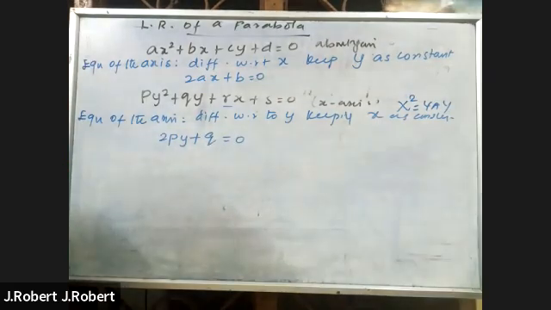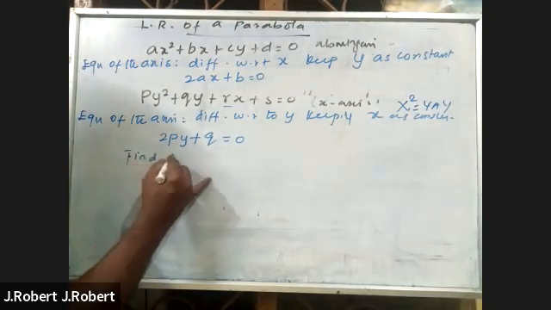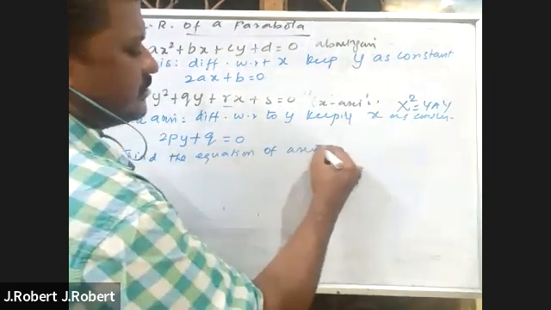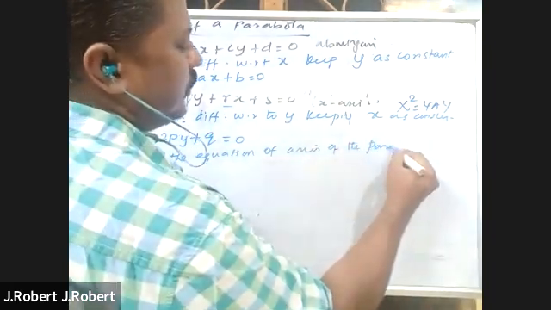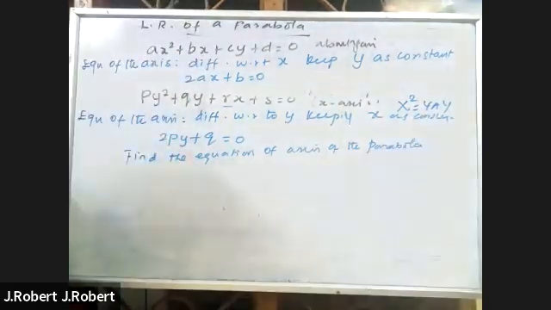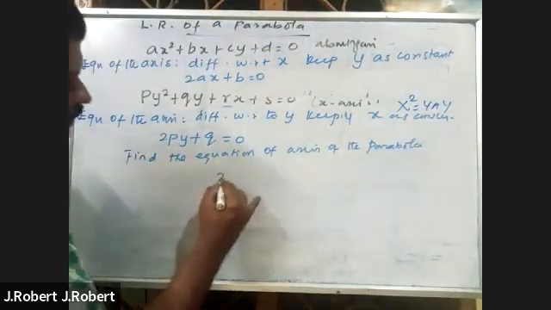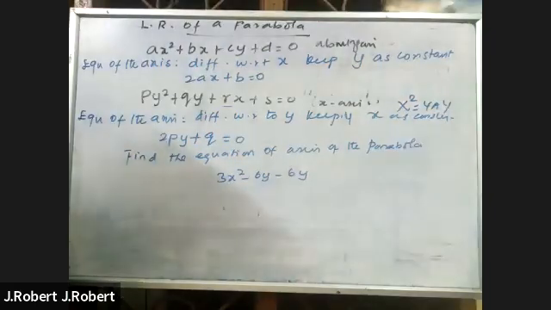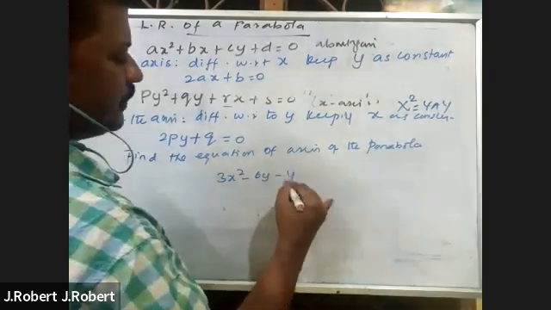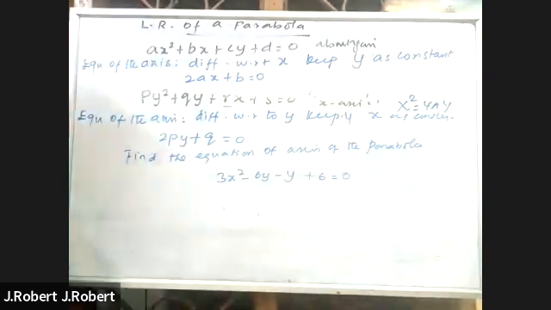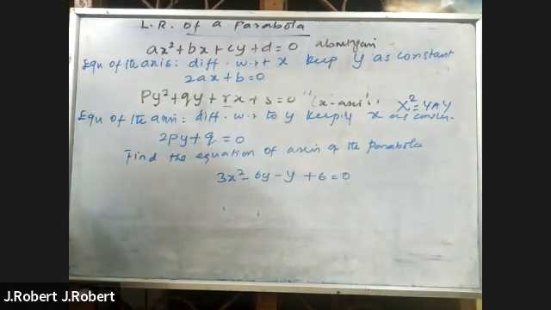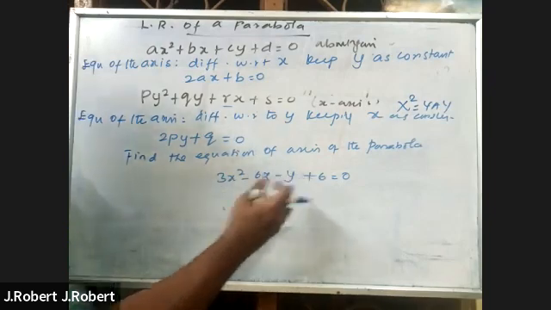Question on example. Find the equation of the axis of the parabola 3x square minus 6x minus y plus 6 equals to 0. பாருங்க இது எந்த ஃபார்ம்ல இருக்கு? 3x square minus 6x, not 6y. 6x minus y. This is parallel to y axis.